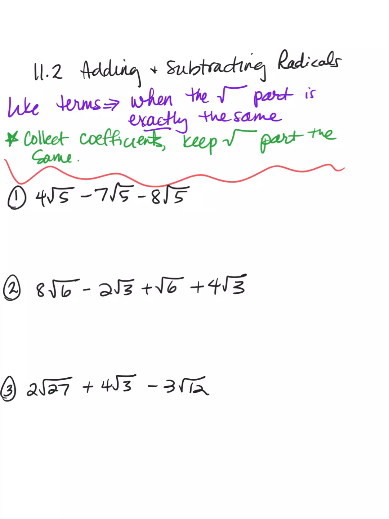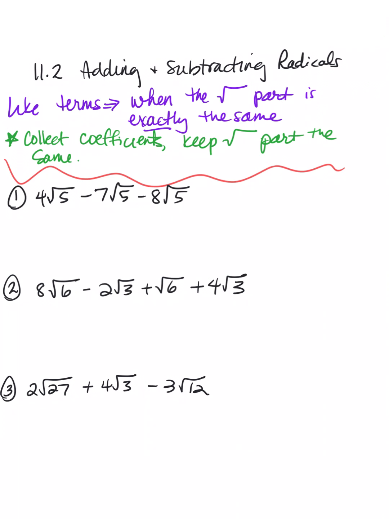In 11.2, we're going to talk about adding and subtracting radicals. So you want to think about radicals as like terms, like a variable of its own. When the radical part is exactly the same, they are like terms. That's what we mean by like terms. So when they are like terms, you would just collect the coefficients and keep the radical part exactly the same, just like if you were collecting x's or y's.